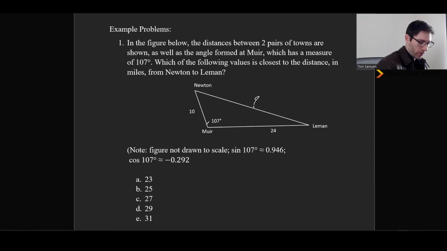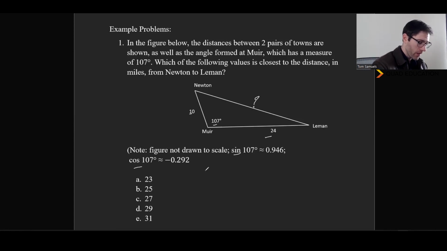And so what you'll notice is that we have an angle and 2 adjacent sides, which means we need to use the law of cosines. Here I've written the sine of 107 and the cosine of 107, just to ask, should we use the law of sines or law of cosines? Since we have an angle and 2 adjacent sides, we're going to use the law of cosines.